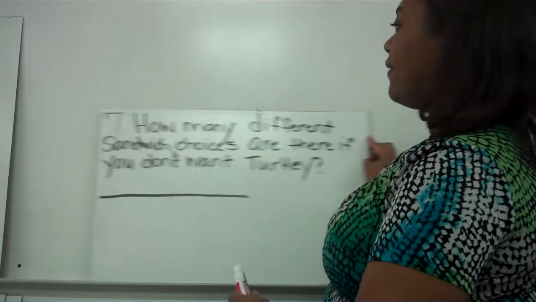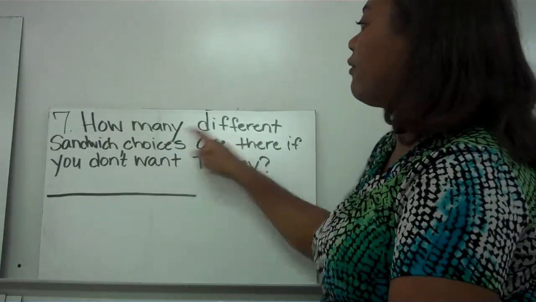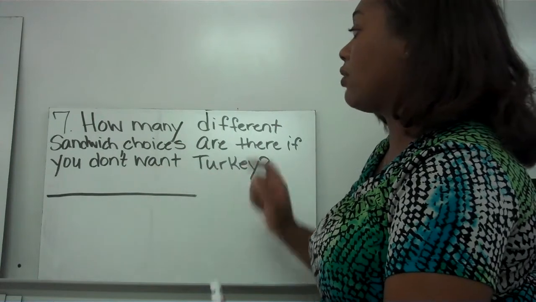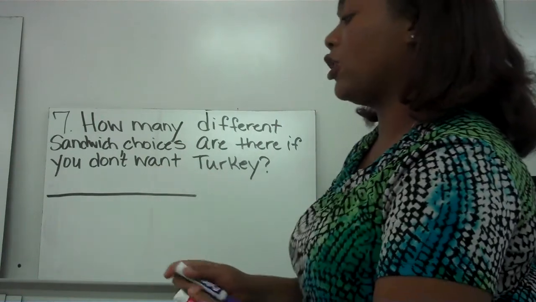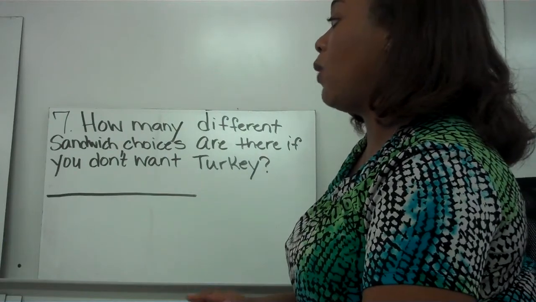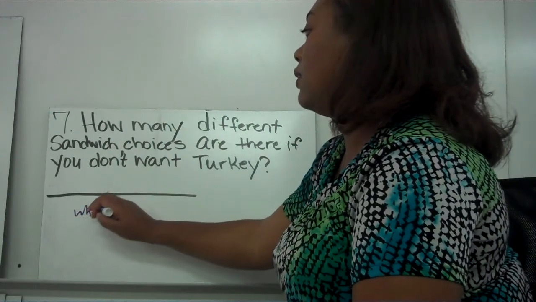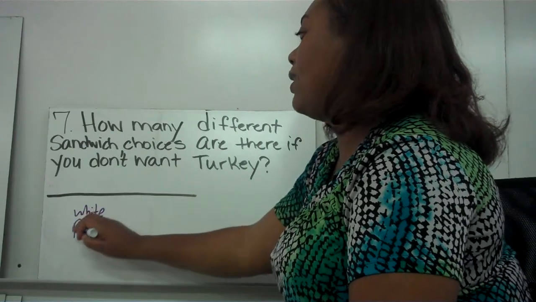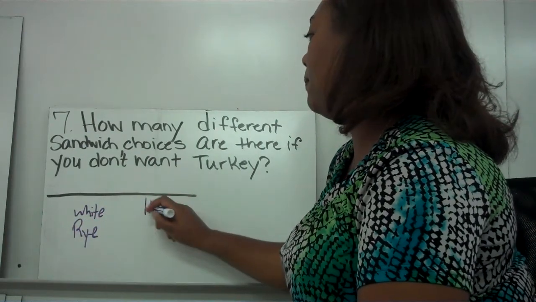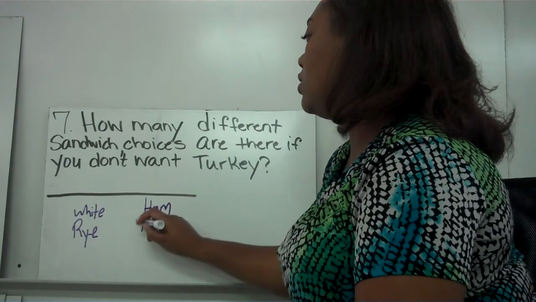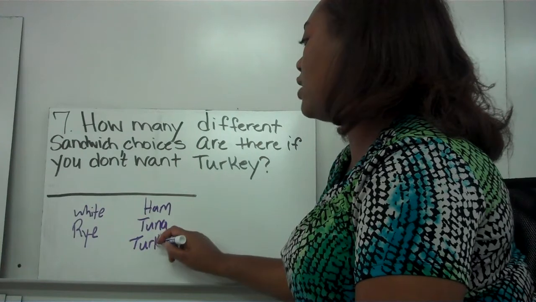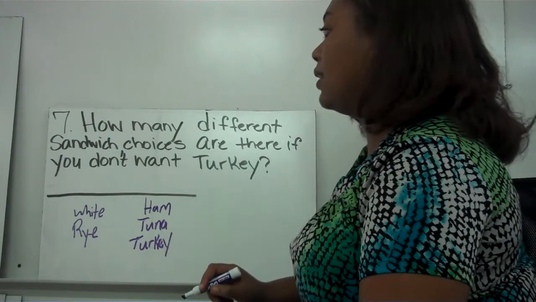Now let's look at number 7. It says, how many different sandwich choices are there if you don't want turkey? Now remember, our choices, now you can't see it here, but it's in your book. Remember we had white bread, and we had rye bread, and for our fillings we had ham, tuna, and turkey. Now remember, the strategy we're using today is making a list.